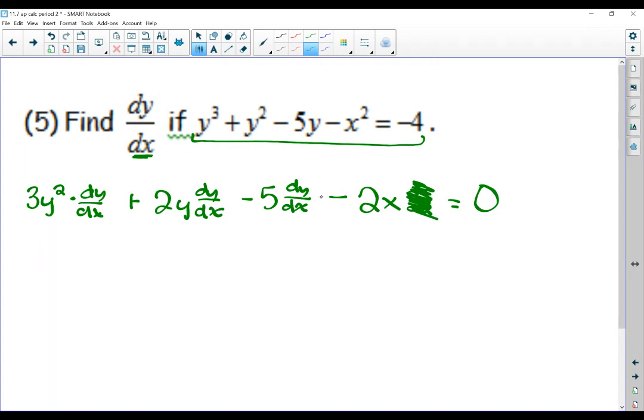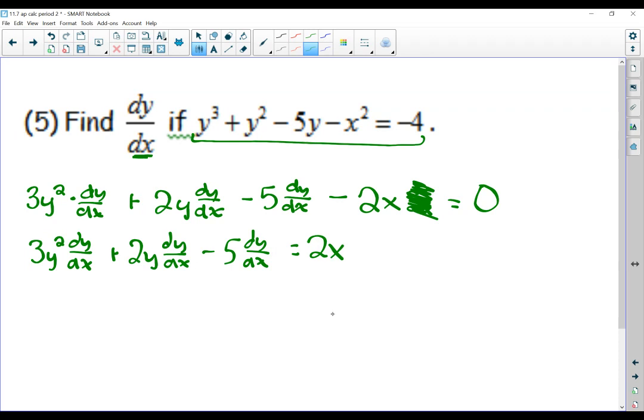Okay, so now here I have a related rates equation. I have a relationship that has a dy/dx in it. My goal is to make this explicitly defined for the slope. So I'm going to try to get dy/dx by itself. First I'm going to move everything that doesn't have a dy/dx to the other side. So I end up with 3y squared dy/dx plus 2y dy/dx minus 5 dy/dx equals 2x. Okay, when in doubt, factor out. If all three of these terms have a dy/dx, I can factor it.